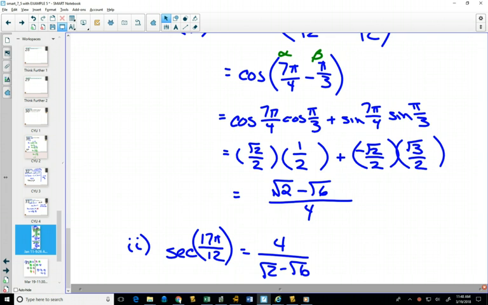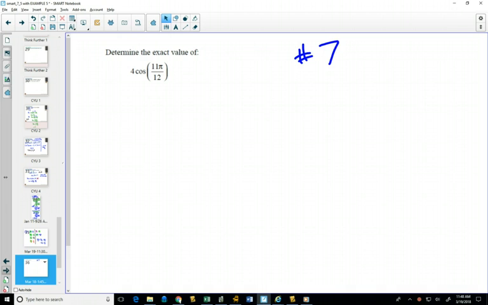We'll do one more question. This was from an exam. And then the number 7 there is going to be the question for practice afterward. This is a pi over 12 question. Can you figure out cos of 11 pi over 12?